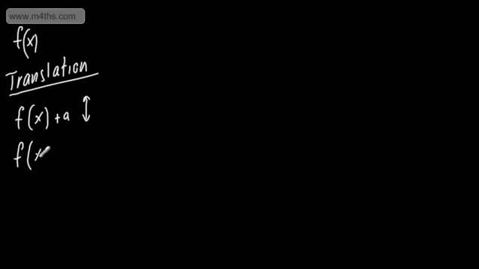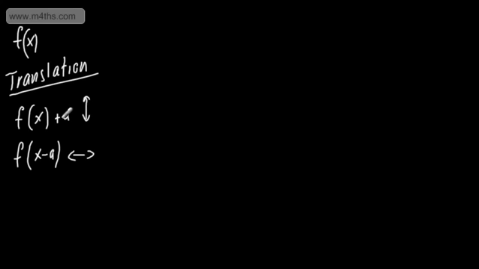The next type is f of x minus a. This moves it left or right. If we have f of x minus 5, it moves right by 5 units. If we have f of x plus 3, it moves left by 3 units. That might seem counterintuitive, but as we go on with our work, we'll appreciate how and why that happens.